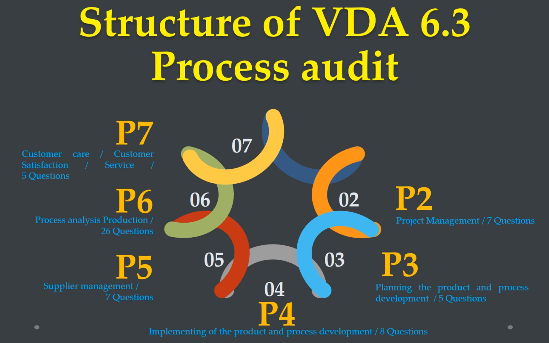There is one more element, P1, which is called potential analysis. There is no separate questionnaire for P1. The questions are pre-identified in the various elements from P2 to P7, which form the questionnaire for the potential analysis. In all, there are 36 questions in the potential analysis.